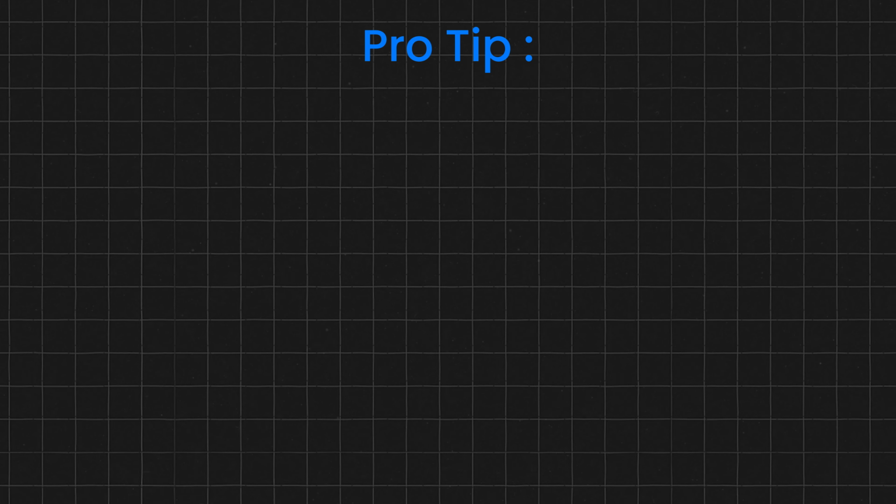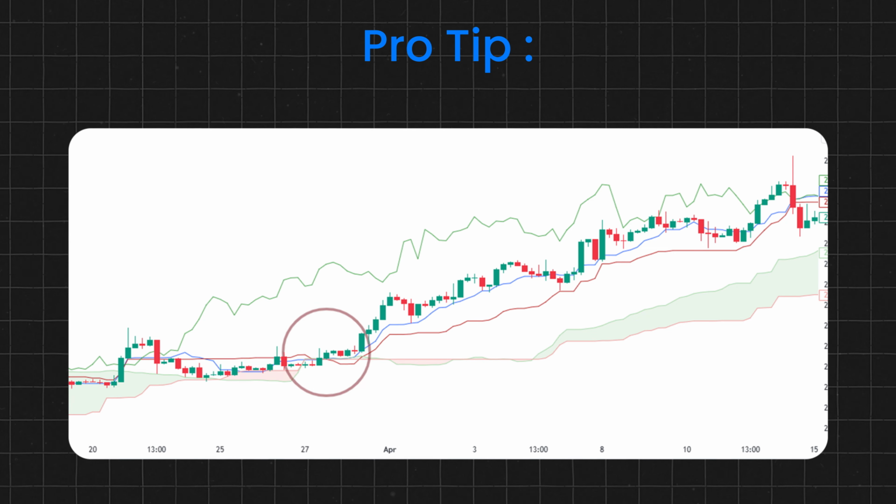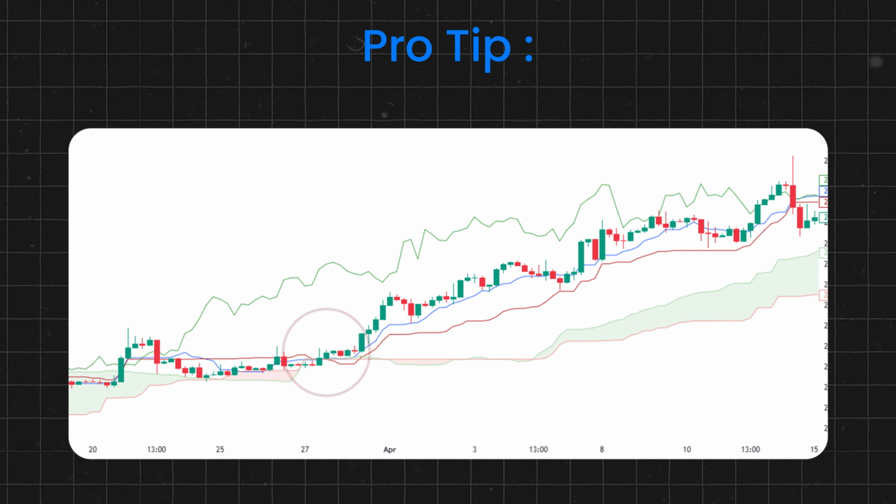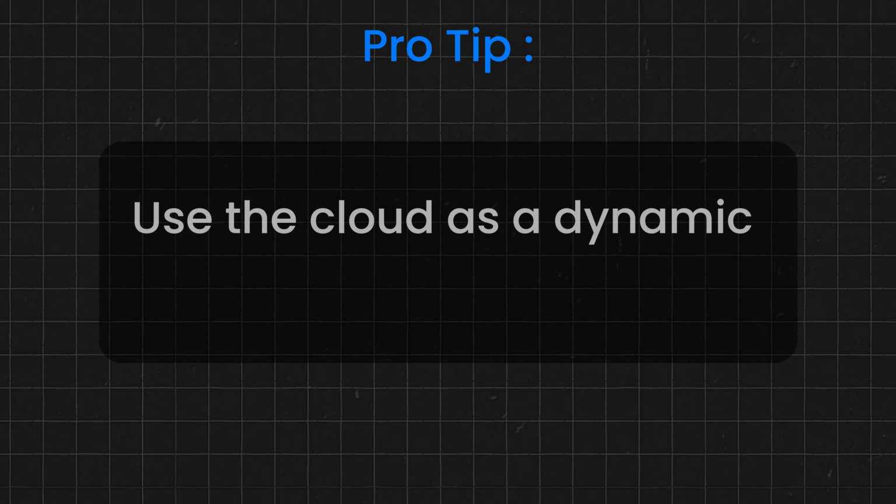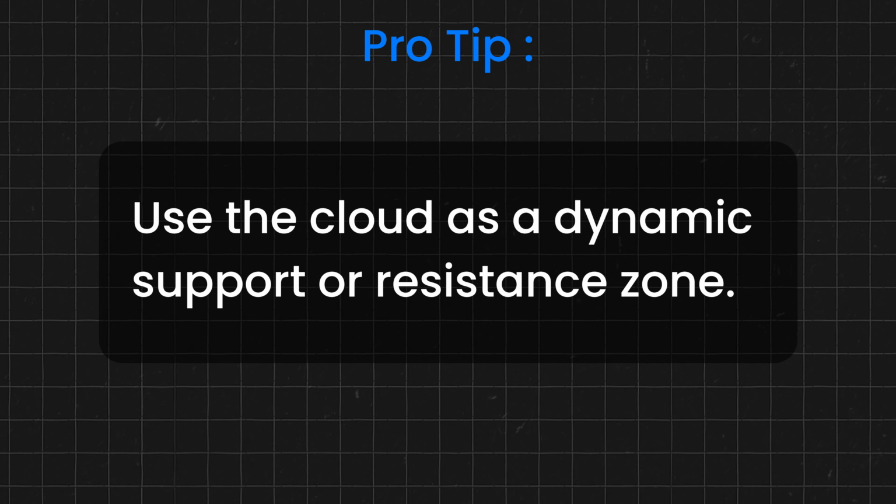Pro tips. Look for a Tenkan-Sen and Kijun-Sen crossover to spot potential entry points. Use the cloud as a dynamic support or resistance zone.